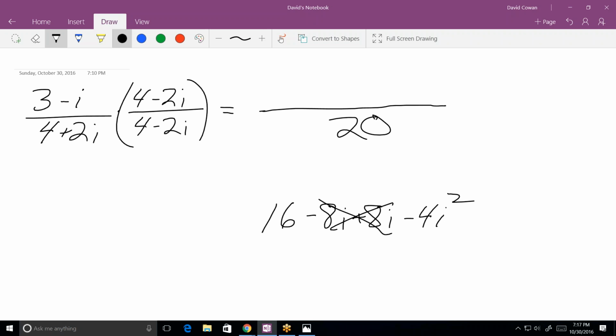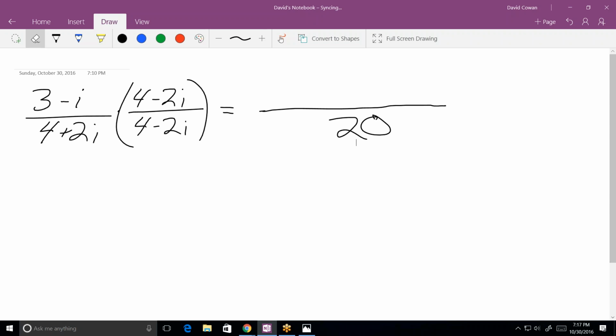By FOILing. Yes. Whatever you want to call it, I call it ET: every term by every term. The advantage of ET is that it works for trinomials also. FOIL only works for a binomial times a binomial. If you've got a binomial times a trinomial, FOIL doesn't work, but ET does. You're always multiplying every term by every term.